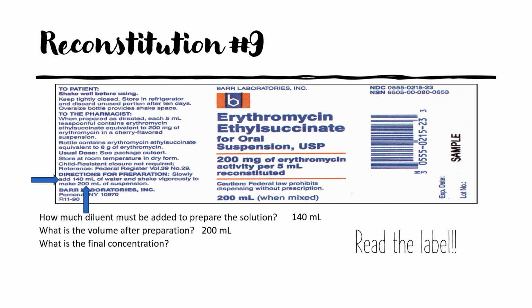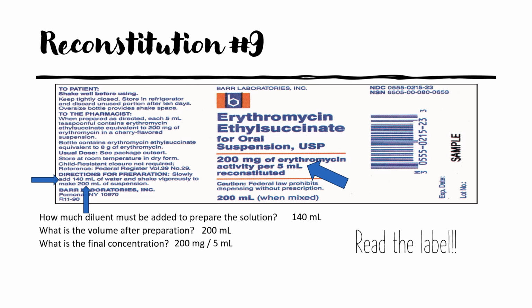And then my final concentration, that's right here. So this might look different depending on the label. For here we have 200 milligrams per 5 mLs. But just know if it's not right there on the label, it might say something like each 5 milliliters will contain 200 milligrams once reconstituted or something like that.